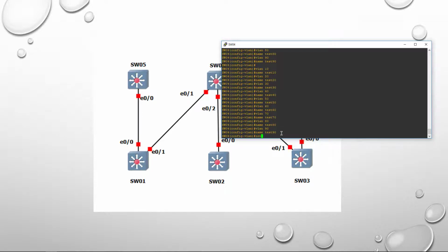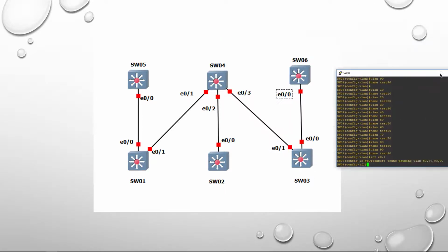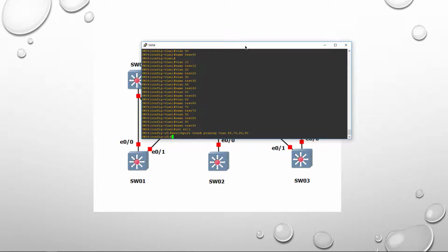So we go to the interface, which is 0/1. Then we do a switchport trunk pruning VLAN and whatever VLAN you want. Then we'll do the same for switch 3.